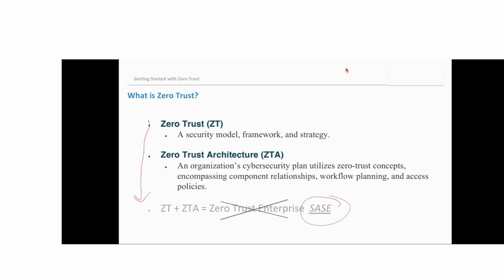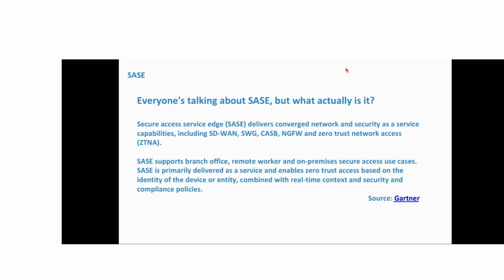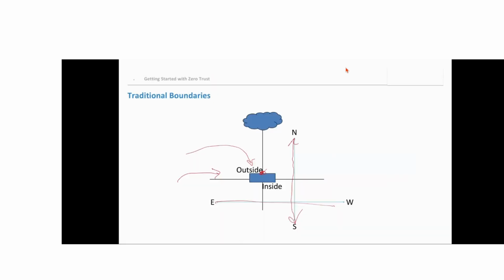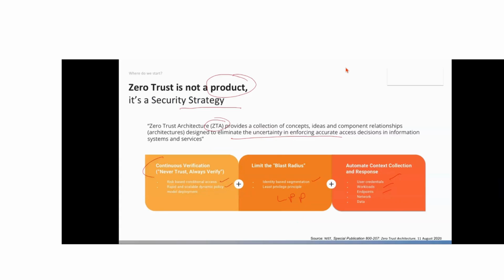So before we had Zero Trust Enterprise, and now we need to understand what SASE is. Everyone's talking about it, but what actually is it? This is the driving force right here. Let me go back for a minute. We have security, right? Let's say the VPN terminates here, they're coming from the outside to inside, and we authenticate them and everything. And they come in and they're trusted here, right?